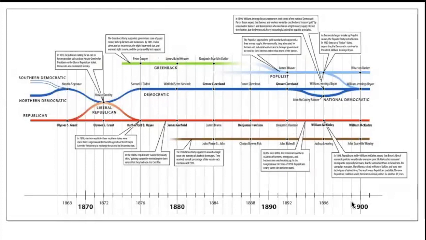Now, this only goes to 1900. We will be looking at shifts that happened in political parties through the 20th century, especially when we get up to Nixon and so on. Although not in this sort of detail, I'm not going to go over all of these smaller parties. You need a specialized course for that.